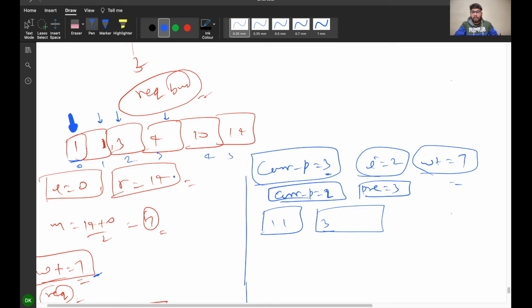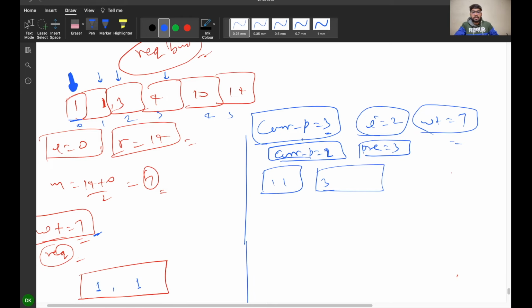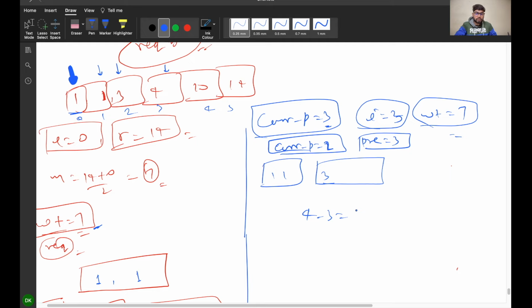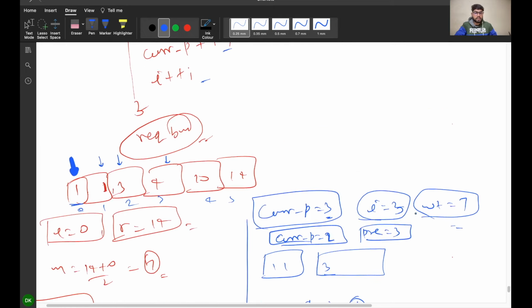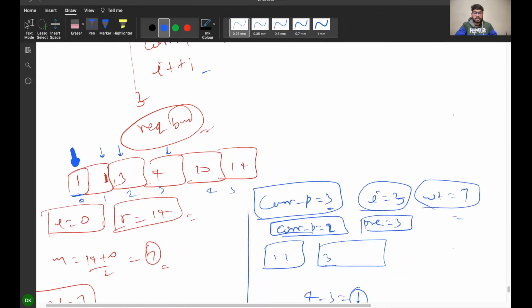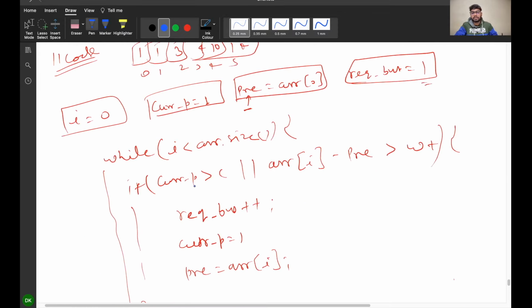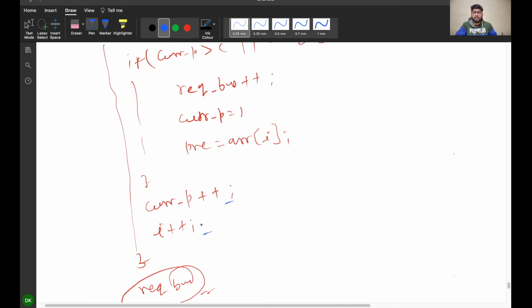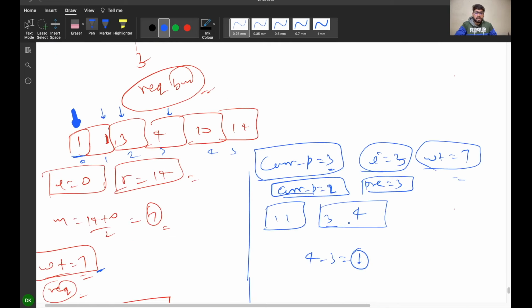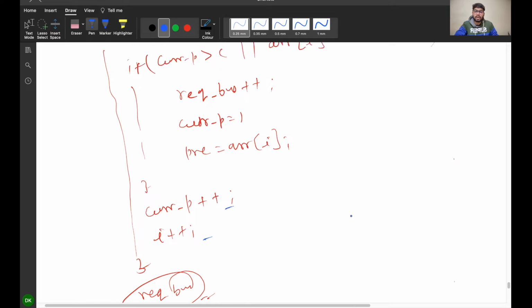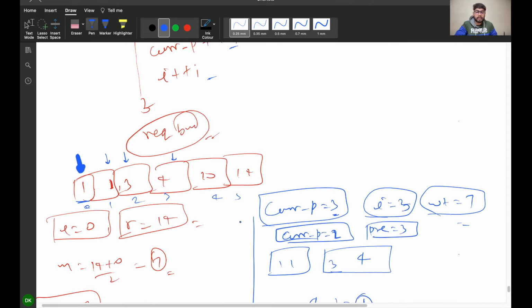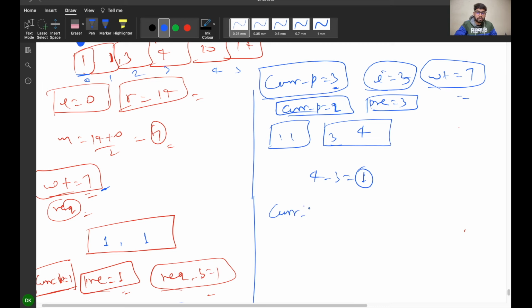Okay, now what? Again my current person is 2, my I is 3, okay, and my ARRI is 4. So first of all I have to check 4 minus 3 is 1. Okay, so 1 is less than 7, so this condition is failed. And again check current person is 2 and current person is greater than C, this is also failed. So I am able to place this person into this bus. When I am able to place this person into this bus, again I just have to increment the current person and iterator. So the current person would become 3 and my I would become 4.